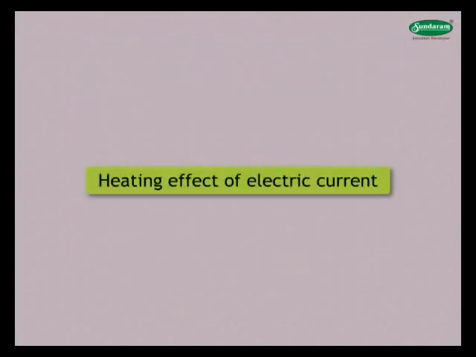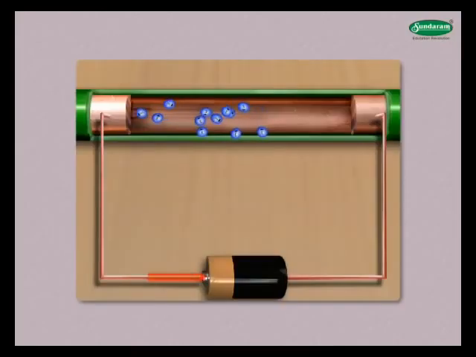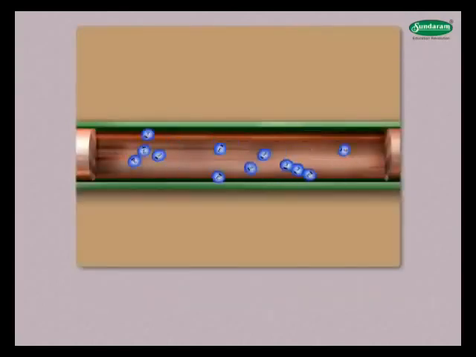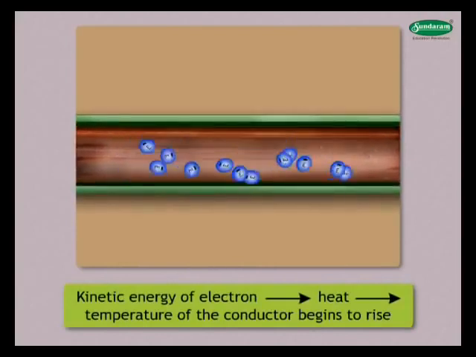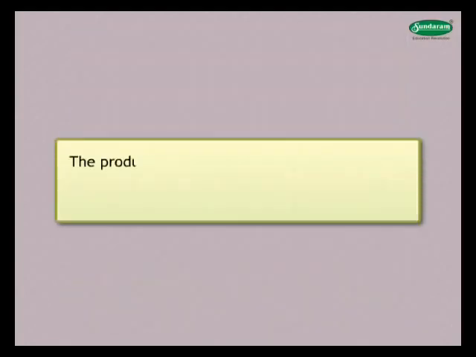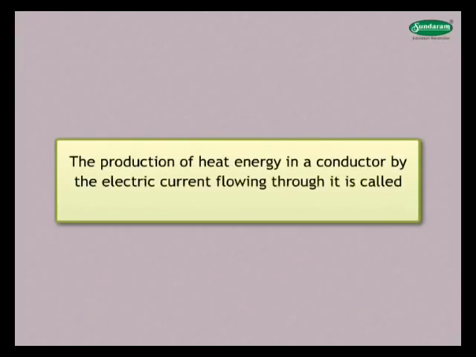Let us look at the heating effect of electric current. When current flows through a metallic conductor, the free electrons in the metal start moving from the end which is at the lower potential. These moving free electrons collide with the atoms of the metal. At each collision, a part of the kinetic energy of the electron converts into heat and slowly the temperature of the conductor begins to rise. Thus, the production of heat energy in a conductor by the electric current flowing through it is called the heating effect of the current.